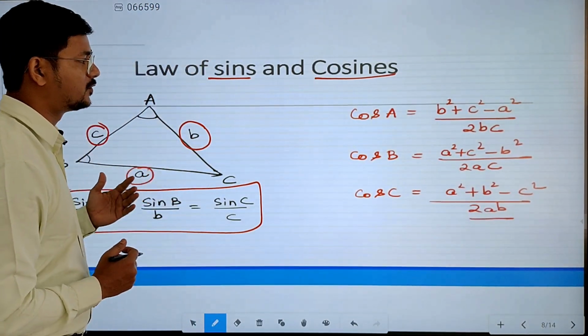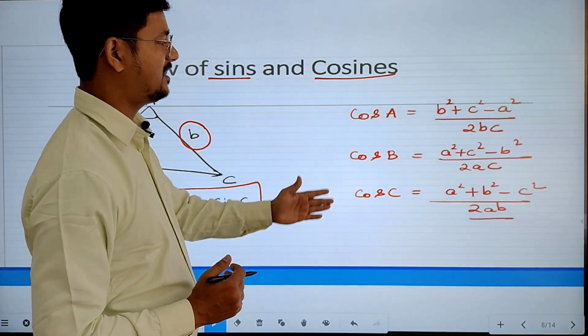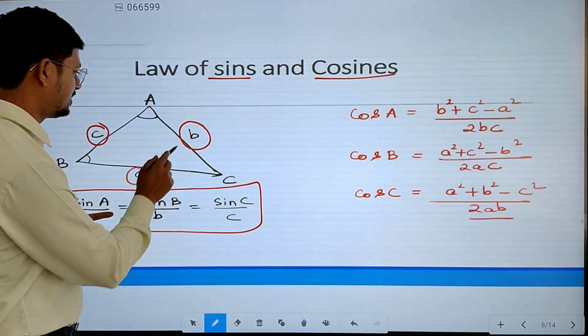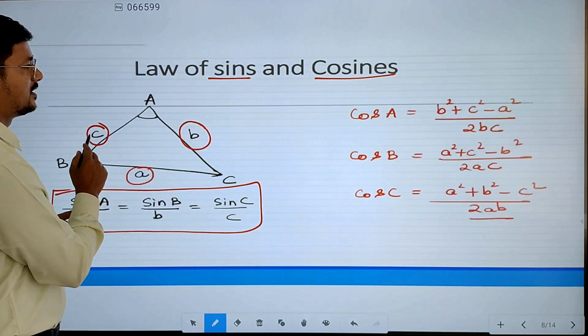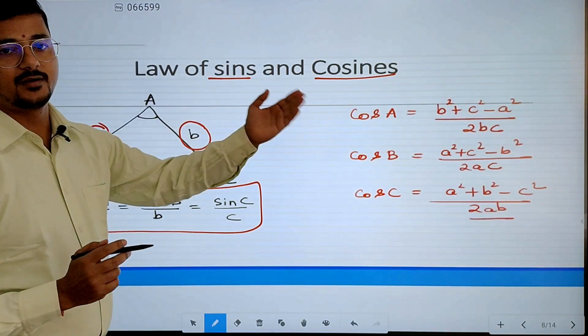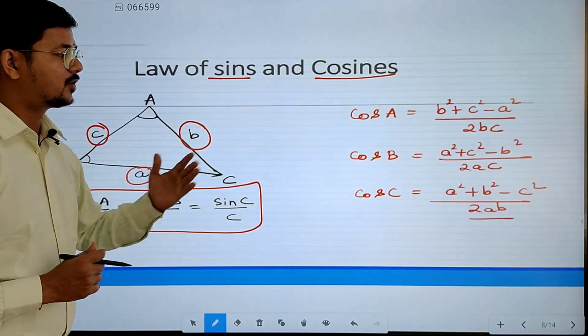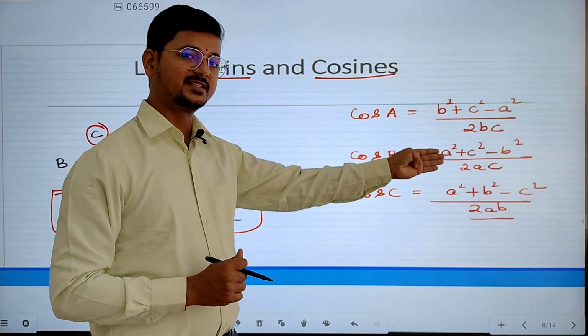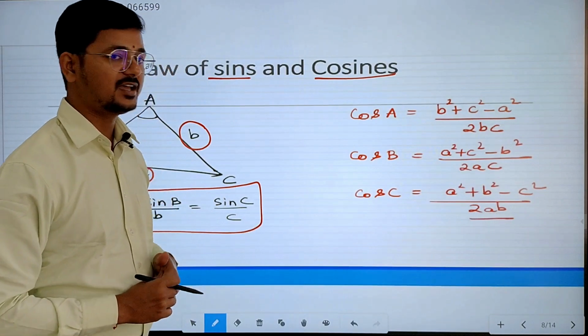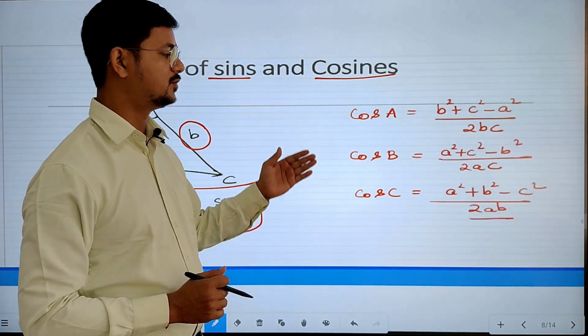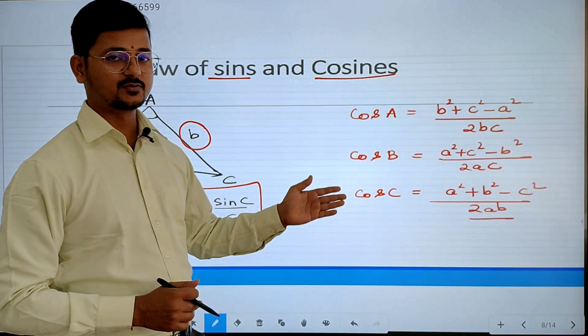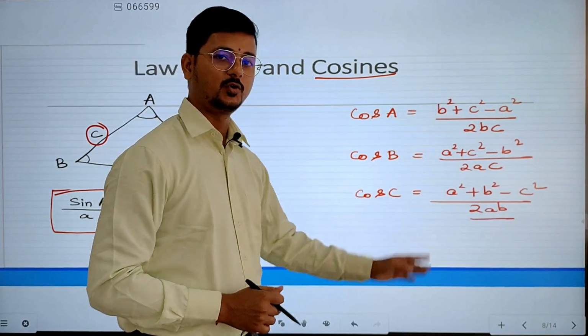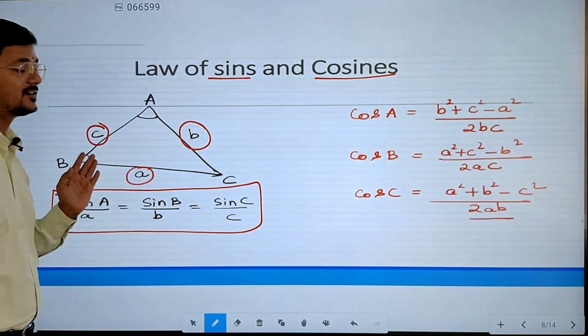And what is the law of cosines? According to the law of cosine, cos of angle A is equal to b square plus c square minus a square upon 2bc, and cos B is equal to a square plus c square minus b square upon 2ac, and cos of angle C is equal to a square plus b square minus c square upon 2ab. So these are the law of sines and cosines.